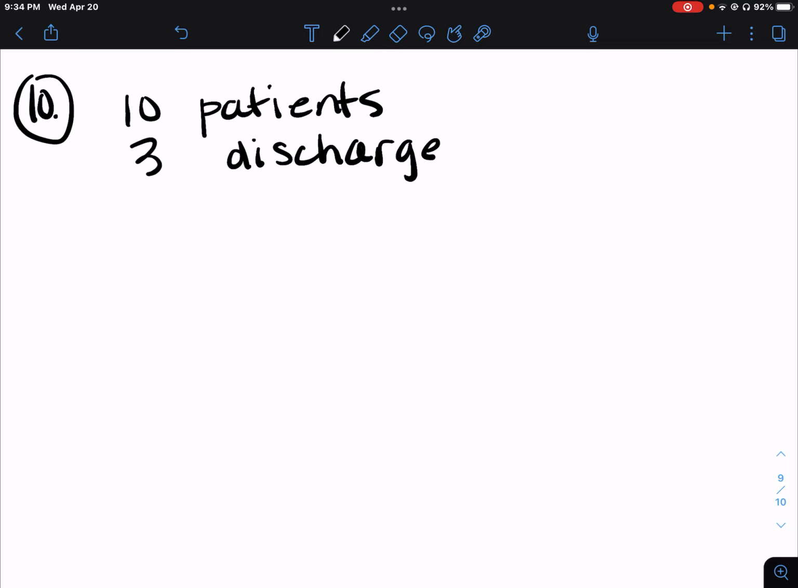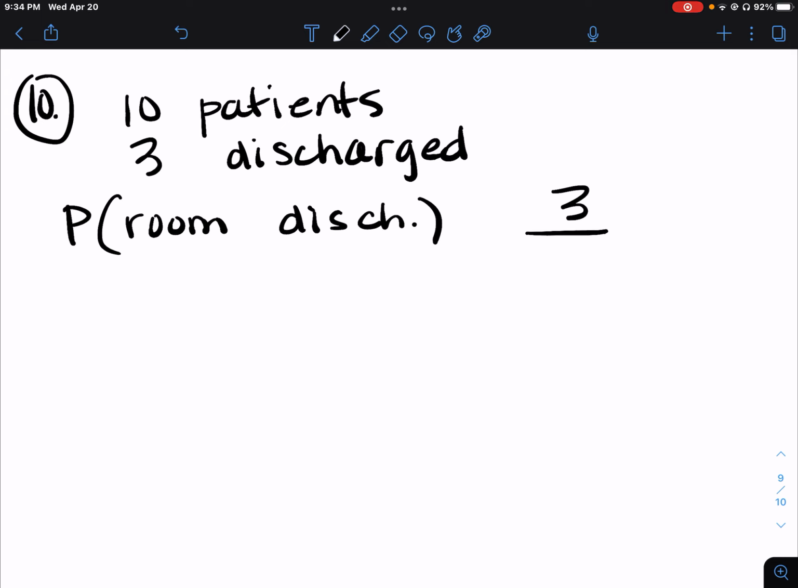Okay, number 10, there's 10 patients. 3 need to be discharged. What's the probability you go to a room where a patient needs to be discharged? That would be three patients out of 10 patients.